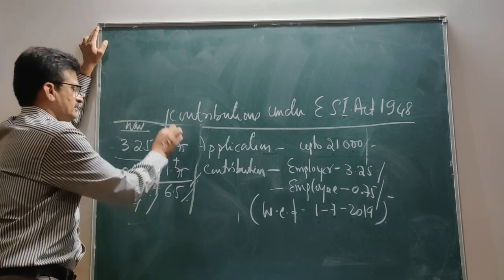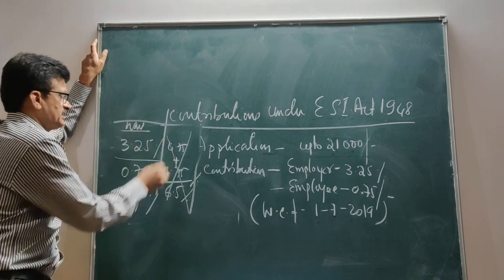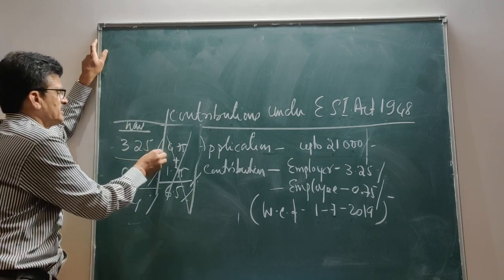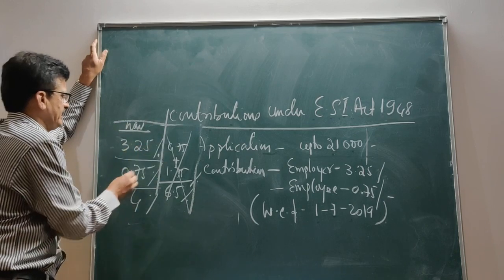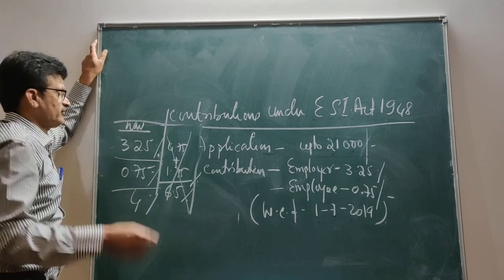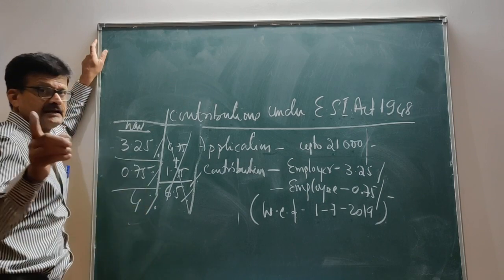But now this is not applicable. It is altered, amended, and reduced. The employer's contribution is reduced to 3.25%, and the employee's contribution is reduced to 0.75%, and totally now it stands at 4%, right?